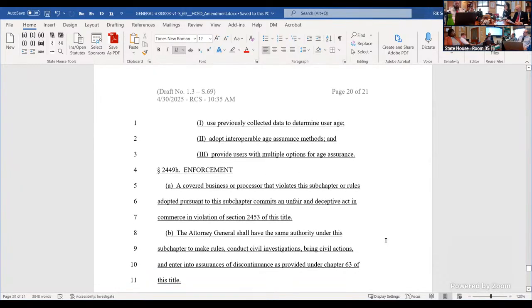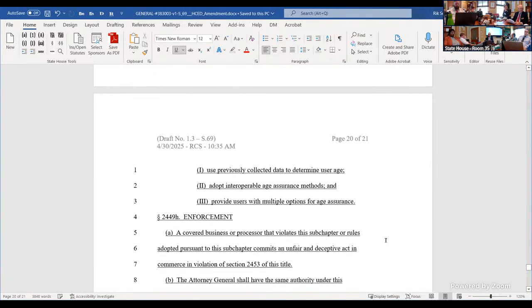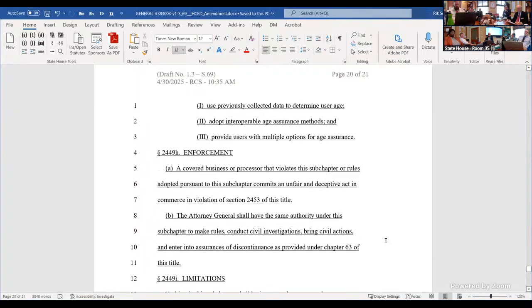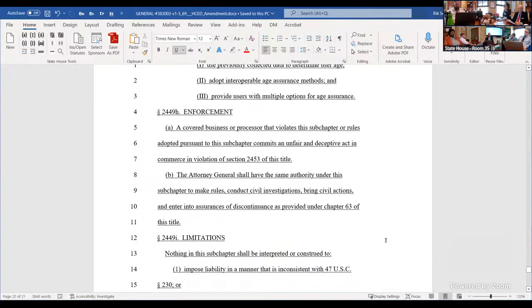I get it. We can be more on the nose about it and say this is age assurance. I want to think it through, but it definitely comes through general.